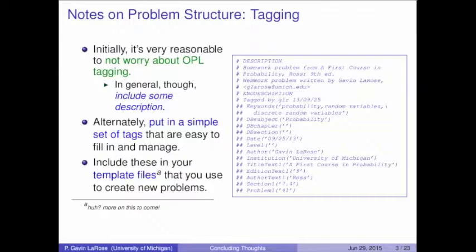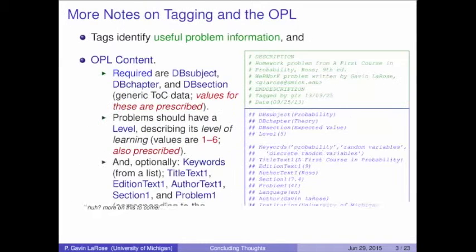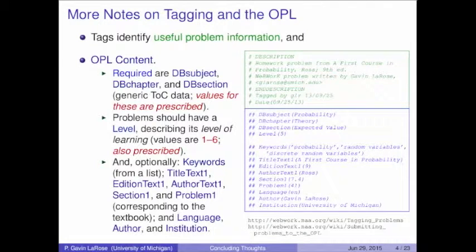Mike talked a little bit about this and pointed out the ability to turn on the tagging drop-downs that show up in the problem file. The labels that he was showing you there are mapped directly to the labels that are showing up in here. If you're trying to tag something to eventually go into the OPL, the four things that have to be there are a DB subject, a DB chapter, a DB section, and a level. And the values for each of these are prescribed.